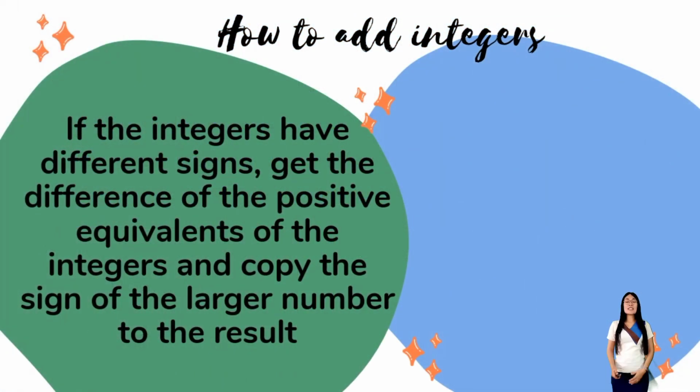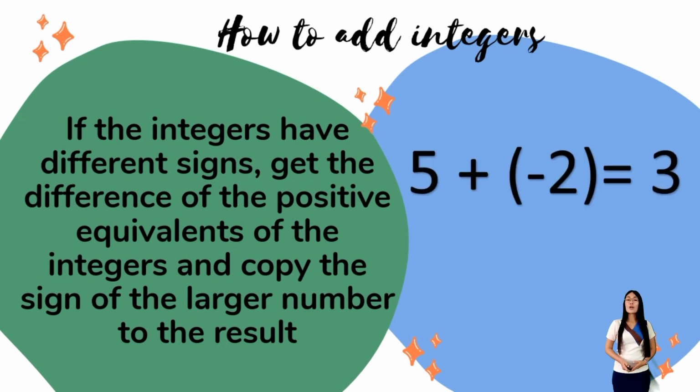Another rule in adding integers, if the integers have different signs, get the difference of the positive equivalent of the integers and copy the sign of the larger number to the result. For example, 5 plus negative 2. So in this case, they are different in signs. 5 is positive and 2 is negative. So we will subtract 5 minus 2. The answer is 3. But in this case, 5 is larger than 2 and 5 is a positive number. That is why the answer is positive 3.